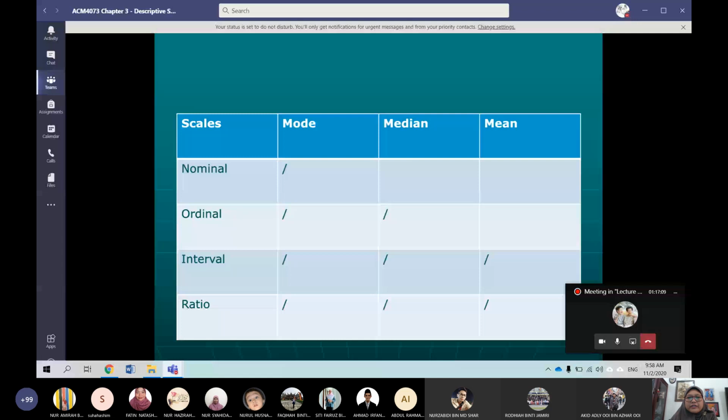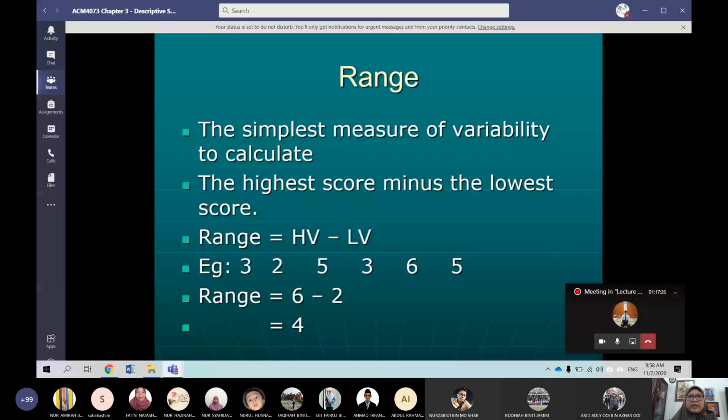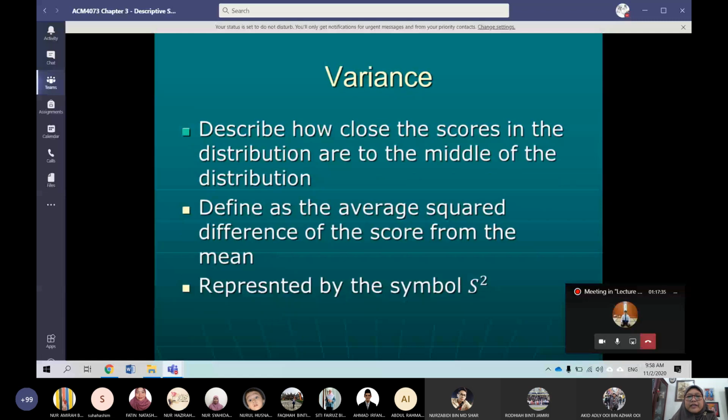This is the measure of central tendency, MCT. We have covered the measure of dispersion, the spread of your data. You want to see the minimum and the maximum. Then we calculate the range, from one score to another, what range is possible and acceptable. Then we have variance. We want to see how close the scores are in the distribution, so we use the symbol S2.